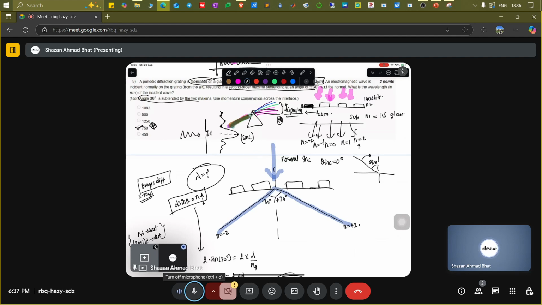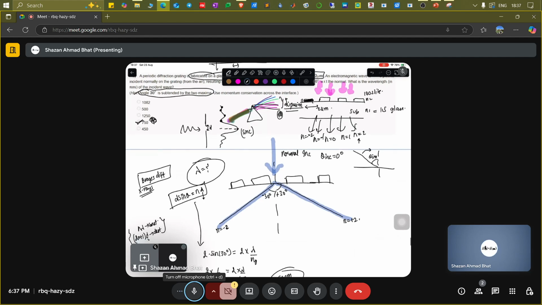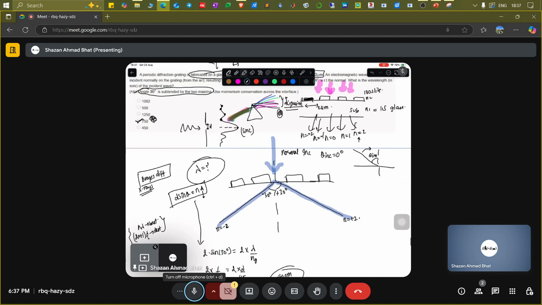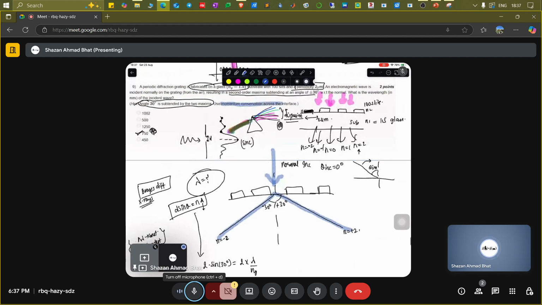Angle 30 degrees subtended by two maxima. Okay, that's what I basically said. I don't know what this means: use momentum conservation across the interface. Yes, that can also be used.